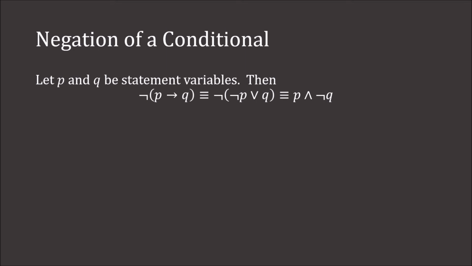We can use this proposition, though, to write out the negation of a conditional statement. Let P and Q be statement variables. Then the negation of P implies Q is equivalent, by the previous proposition, to the negation of not P or Q. And then using De Morgan's law and double negation, we can write this as P and not Q. So in other words, the negation of P implies Q is P and not Q.